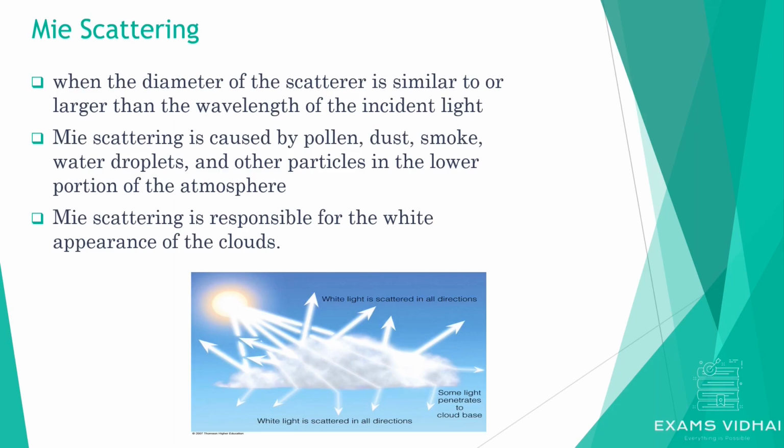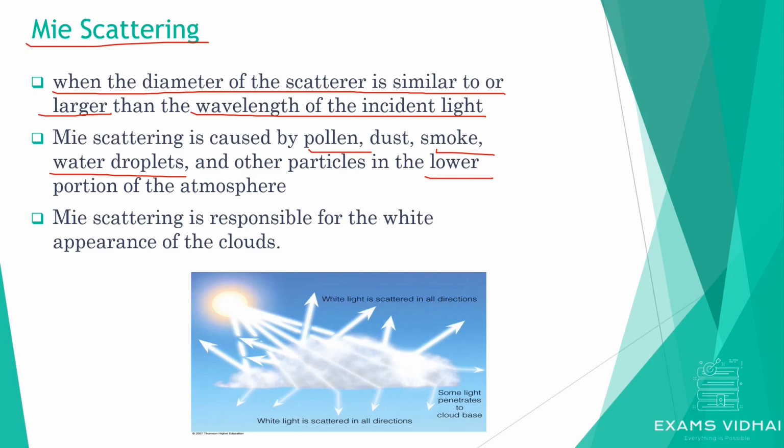So let's come to Mie scattering. When the diameter of the scatterer is similar to or larger than the wavelength of the incident light, then this kind of scattering occurs. Mie scattering is caused by particles which are a bit larger in size, such as pollen, dust, smoke, water droplets, and other particles which are present in the lower portion of the atmosphere. This kind of scattering is responsible for the white appearance of the cloud.